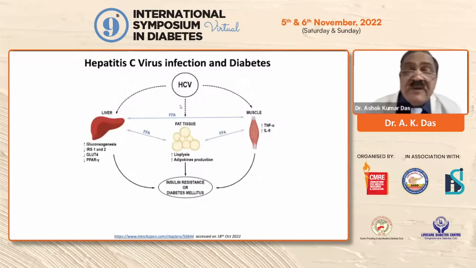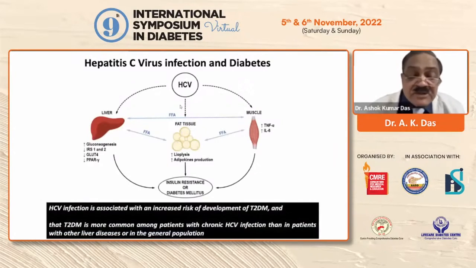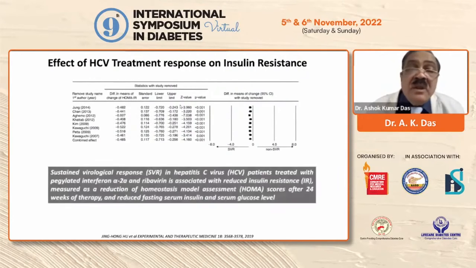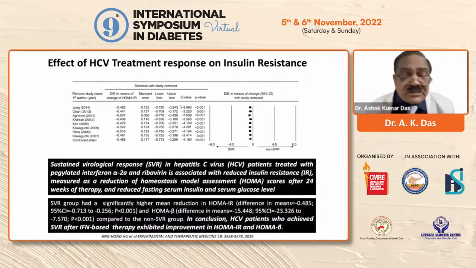Coming to hepatitis C virus infection, it has been shown that HCV infection is associated with an increased risk of development of type 2 diabetes mellitus. T2DM is more common among patients with chronic HCV than in patients with other liver disease or in the general population. Now, if you look at the treatment paradigm, in those who have sustained virological response, a good response in hepatitis C virus, it has been shown that the HOMA scores come down significantly.